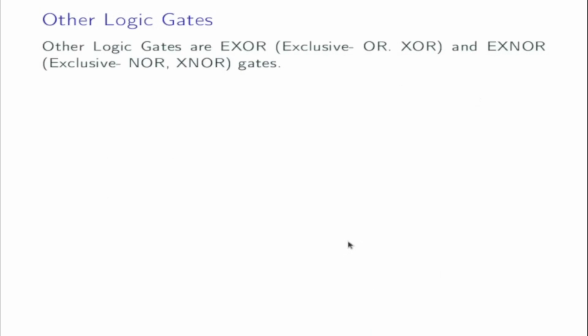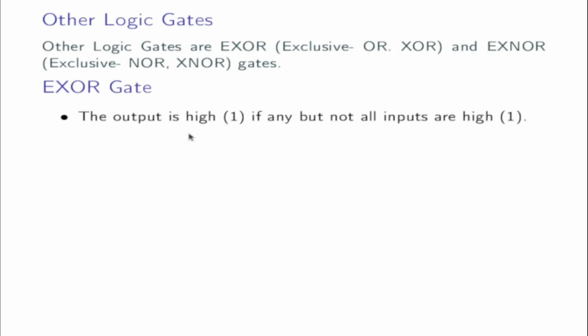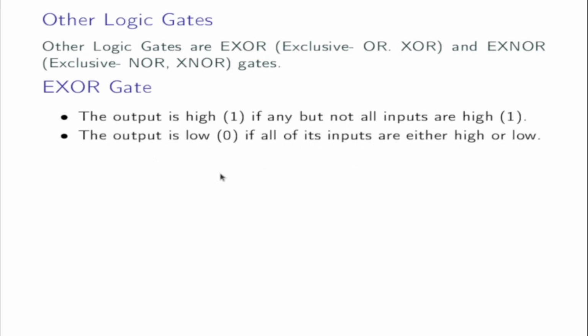Other logic gates are XOR, exclusive OR, and exclusive NOR, or XNOR gates. First, the XOR gate. The output is high if any, but not all, inputs are high. And the output is low if all of its inputs are either high or low.